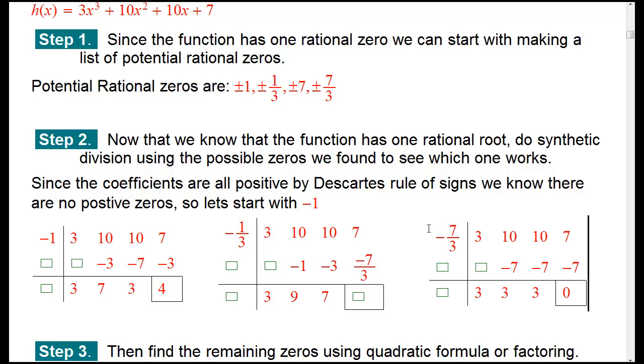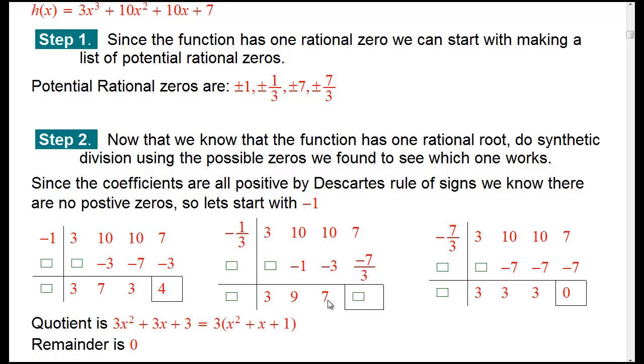So we have found 1 zero. And so that means our quotient is 3x squared plus 3x plus 3. We can factor out a 3. So we have x squared plus x plus 1. That's our quotient. And so now for the third step, we're going to have to set this to 0 and solve for x. So that would mean that you really are just looking at x squared plus x plus 1, setting that equal to 0. And our remainder is 0, which is how we know that negative 7/3 is one of our rational roots.